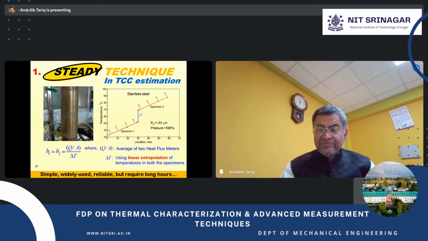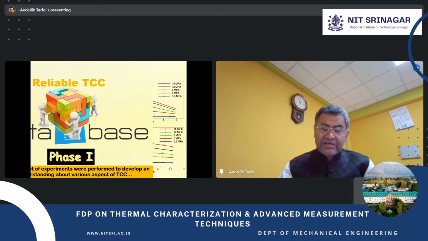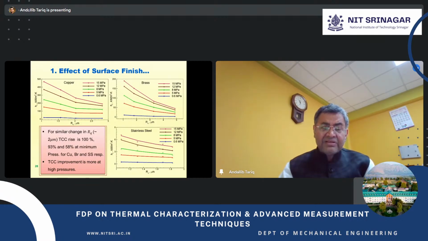So with this concept, we started developing, and we did a lot of experiments, and basically we created the first phase, which was related with the database. So we did a lot of experiments. You can see, suppose copper, different pressure conditions, brass, again different pressure conditions, stainless steel. And we have found some physics behind it and we tried to explain it. This was the effect of surface finish.